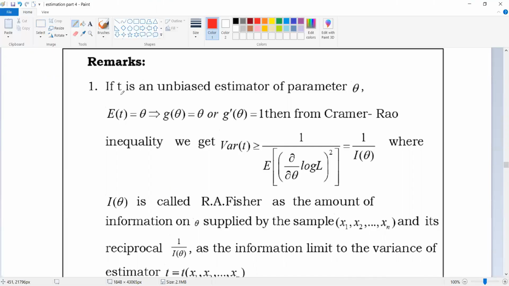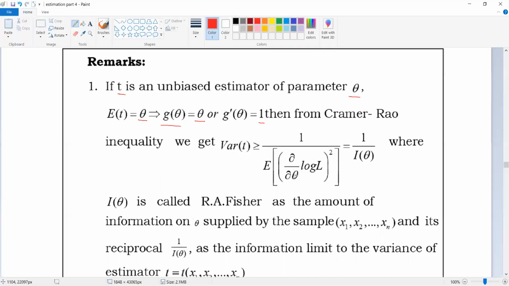So first remark: if T is an unbiased estimator of parameter theta, expectation of T is equal to theta, that is g of theta. g of theta is equal to theta, so g dash of theta is equal to 1. Then from Cramer-Rao inequality, we get variance of T, T being an unbiased estimator, is greater than or equal to g dash of theta whole square by I of theta, that is, 1 square, which means 1 by I of theta.